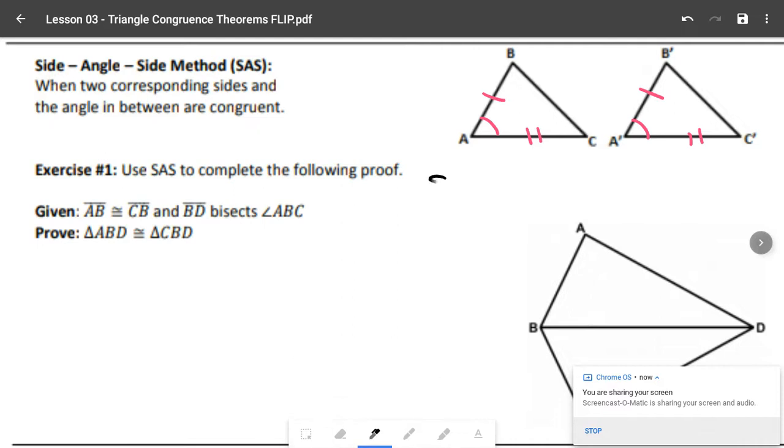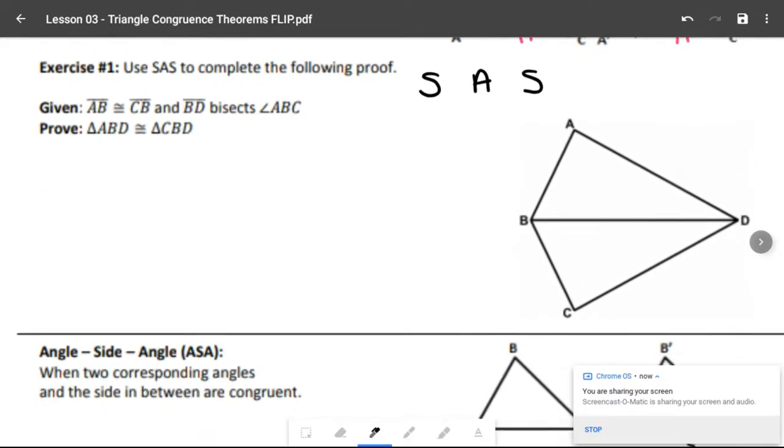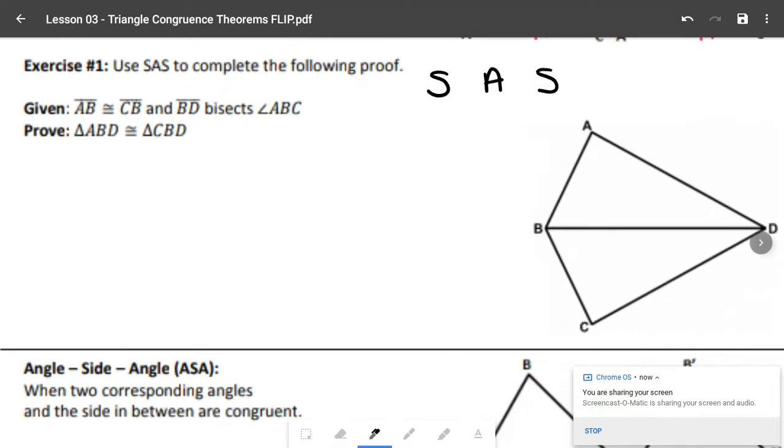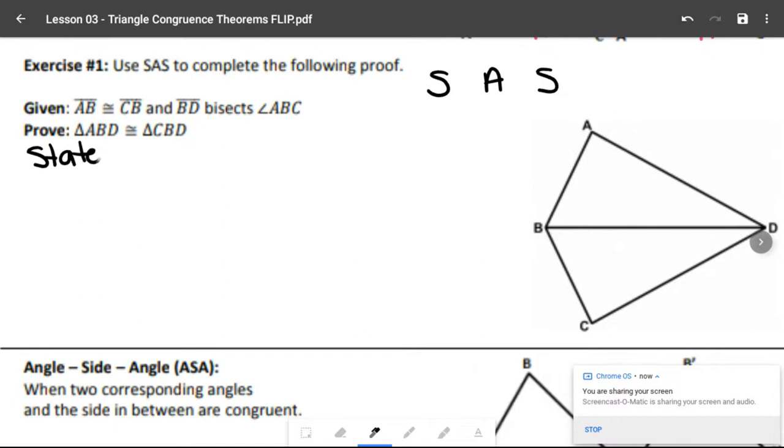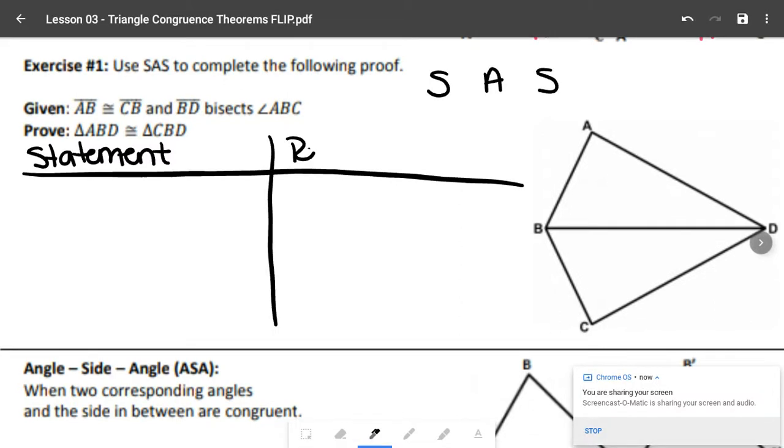So we've dealt with little baby proofs and indications before. So I know I want to prove by side angle side, so I'm going to write that out. And I'm going to look at our picture here. First thing I know is the given. So to keep all of our ideas organized, I'm going to suggest that we still write out our table, our statement and reason table that we've been doing. So statement and reason.